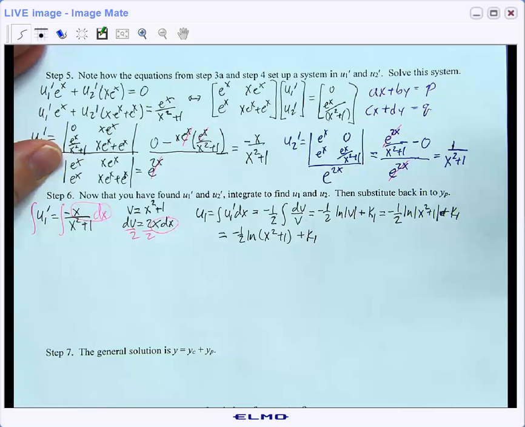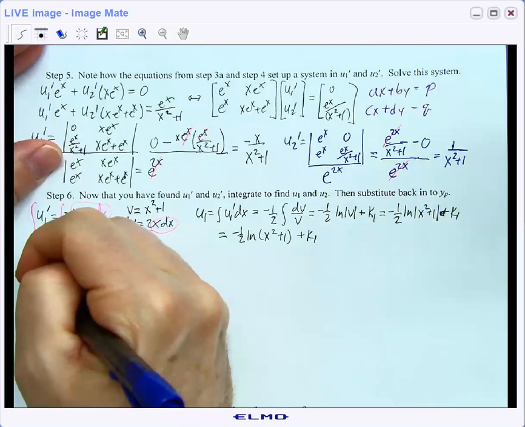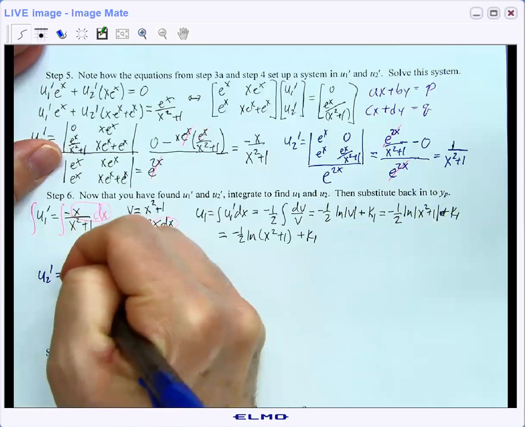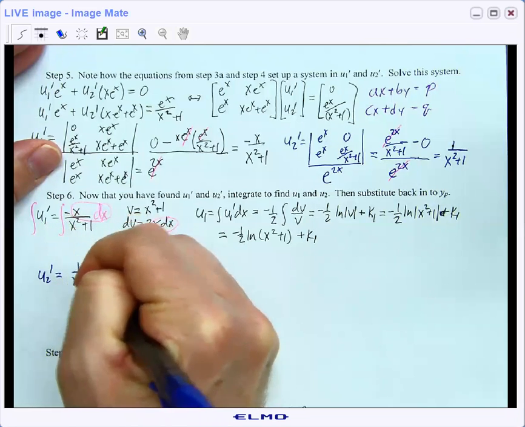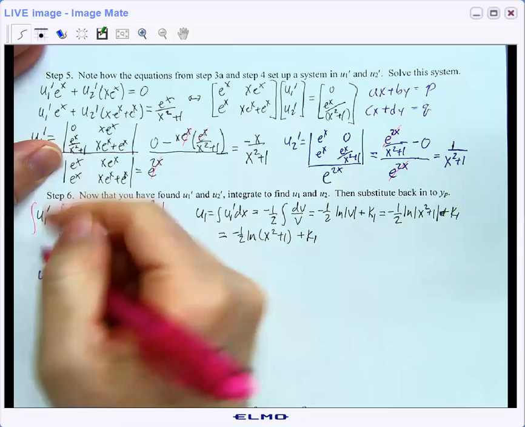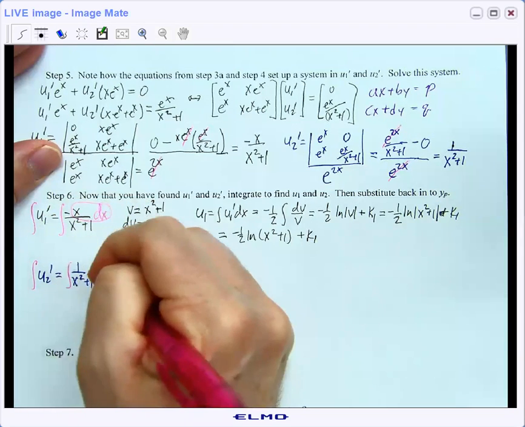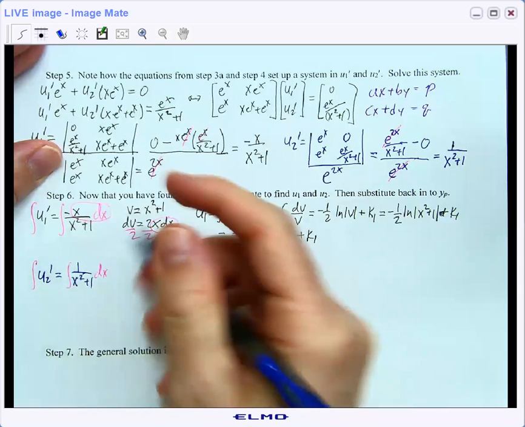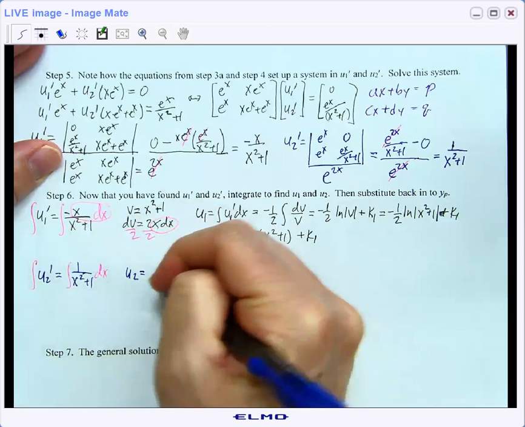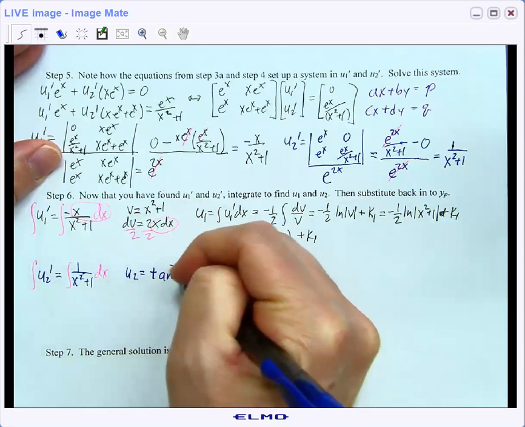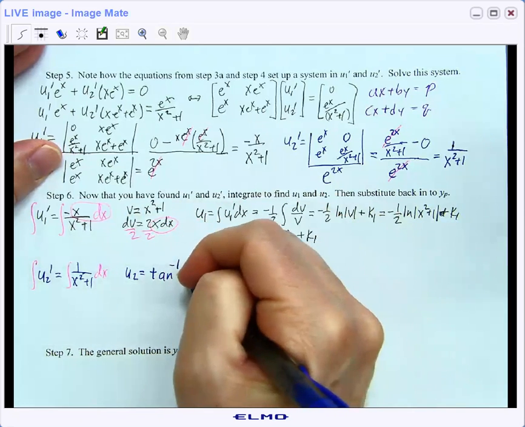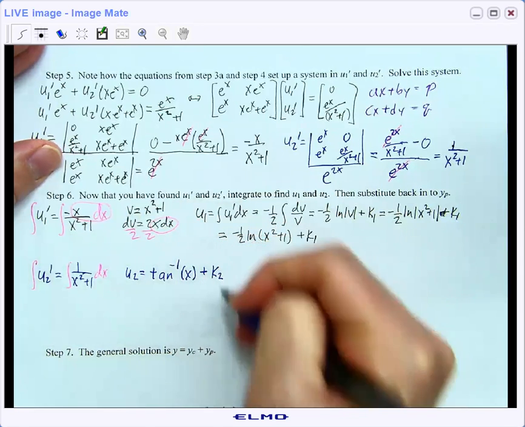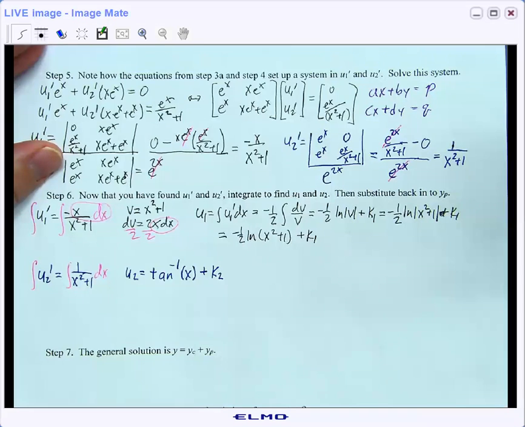Okay. So let's go ahead and find who u2 is. Remember that u2 prime is 1 over x squared plus 1. So if we integrate both sides with respect to x, we will find that, this is a trig integral, so u2 is equal to, if you remember your trig integrals, the inverse tangent of x. And since it was an indefinite integral, I need a constant, k2.